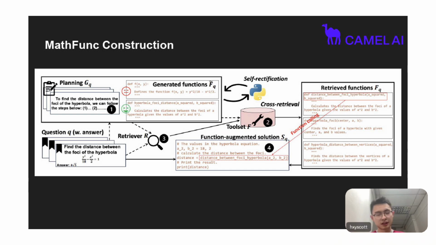Okay, I see. The reason they're doing cross retrieval and masking out the current function is that otherwise this would be trivial. It would be no different from an easy code agent where you just generate the function, execute it, and get your answer. So this is to ensure that the generated functions are general enough to be used later by other math problems. I see. Okay.